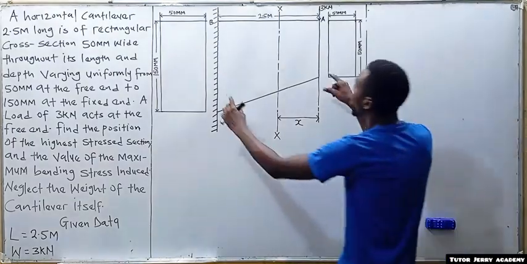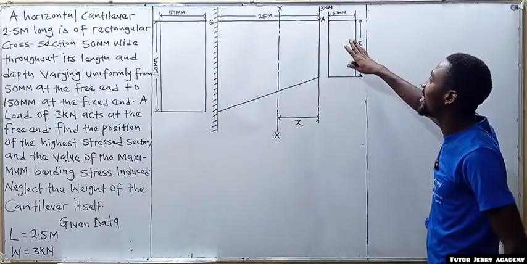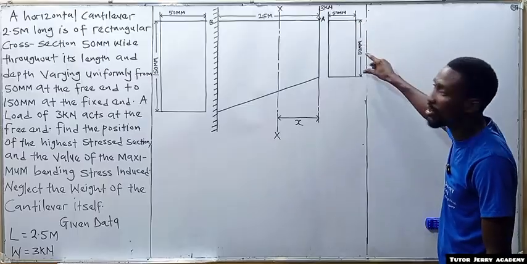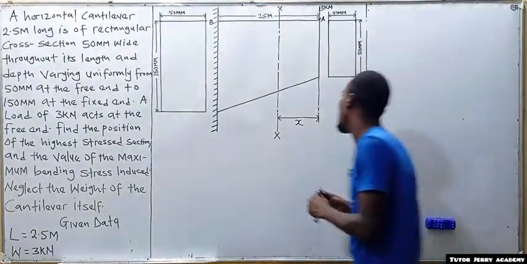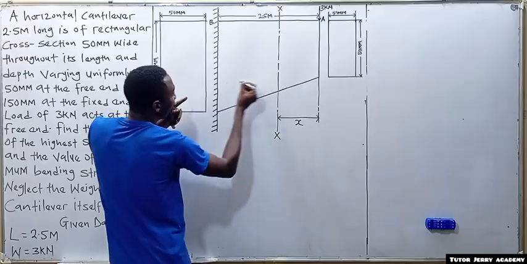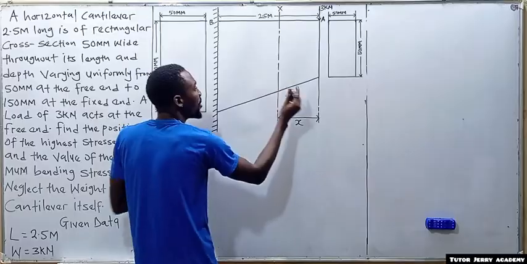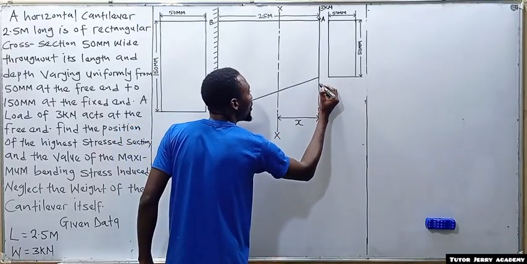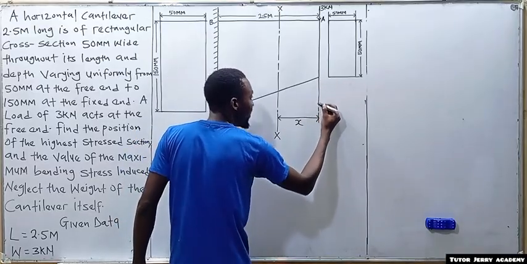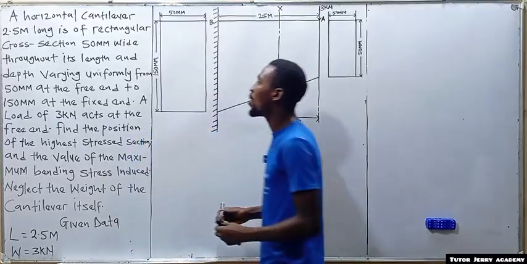Now, this is our cantilever beam and it is 2.5 meter long. They said it is a rectangular section, right? And it is 50 mm wide and the depth is also 50 mm. If I draw a straight line from this line to this point, you are going to see that this rectangular section will successfully fit in. But from this point down to this point, you are going to see that the depth will vary uniformly from this 50 mm downward. That's what the question is saying.